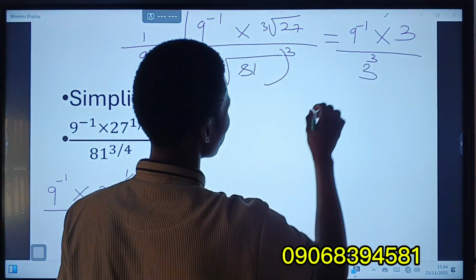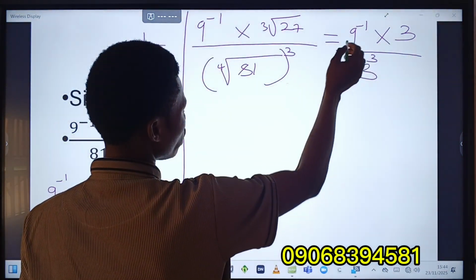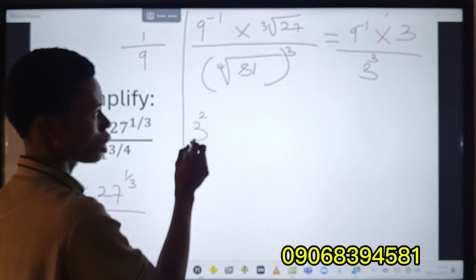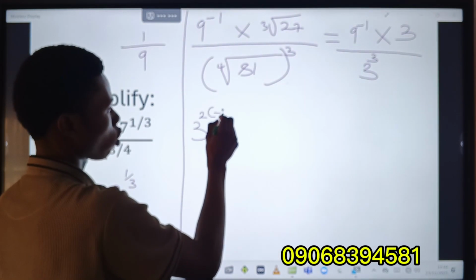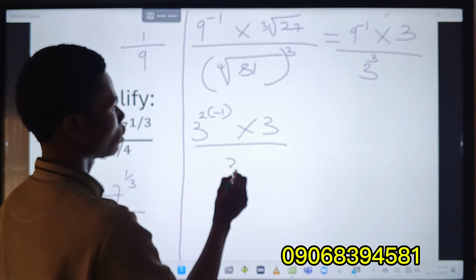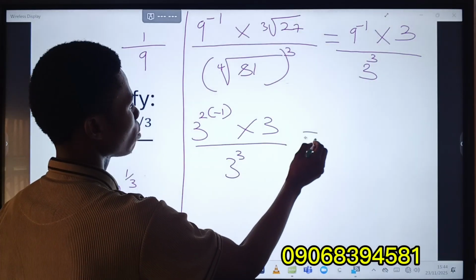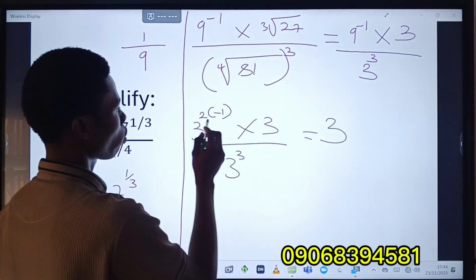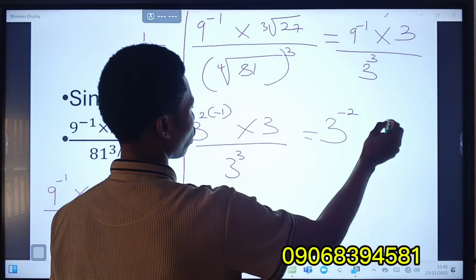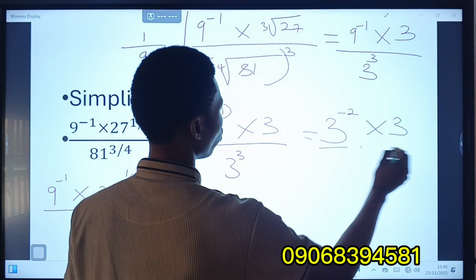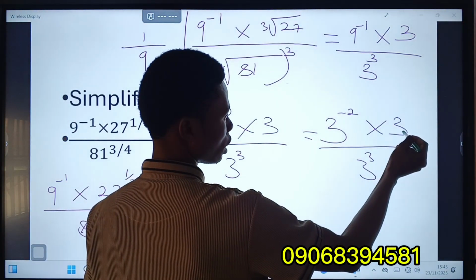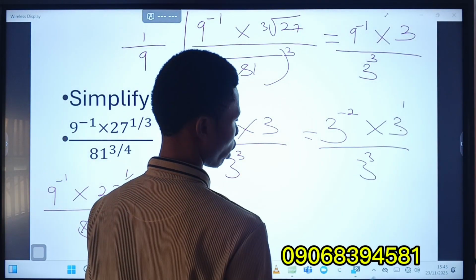Now I want to bring all to the same base. This 9 here that was leaving 6, 9 is the same thing as saying 3 raised to power 2, right? Because 3 times 3 is 9. But we have minus 1 up there. Now times 3 all over 3 raised to power 3. Now this is the same thing as saying 3 raised to power 2 times minus 1, which is minus 2, right? Now times 3 all over 3 raised to power 3.